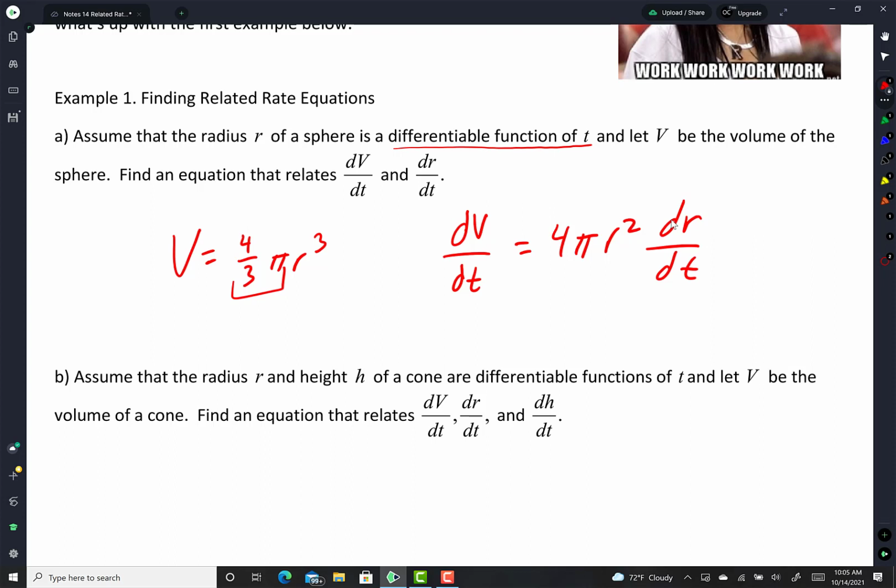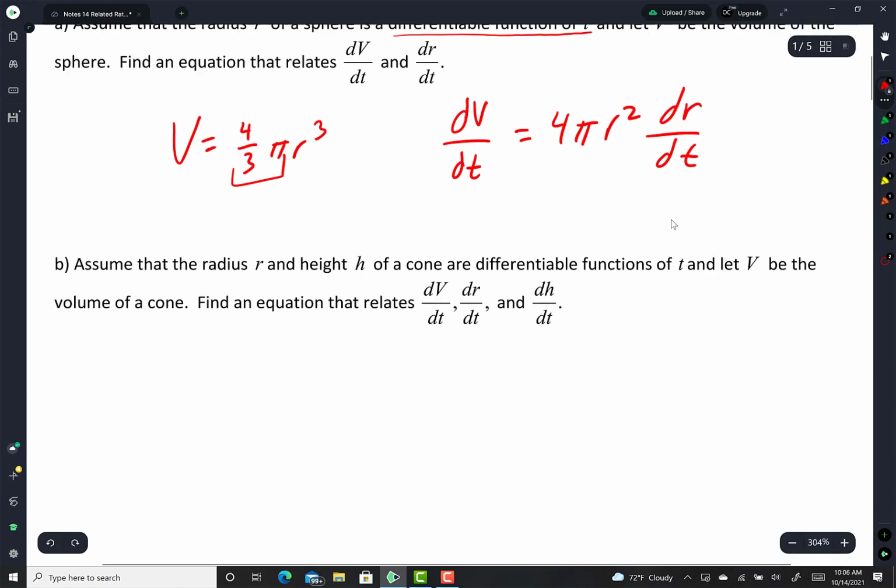I took the derivative with respect to time. So I wrote dV/dt because I'm taking the derivative with respect to time. In the end, it's dr/dt, because I took the derivative of r with respect to time. r is the variable that I'm differentiating, but I'm differentiating it with respect to time. So dr/dt. You know what I mean?